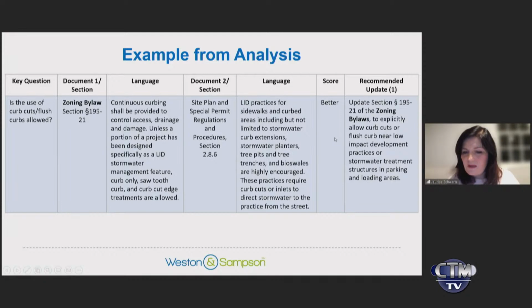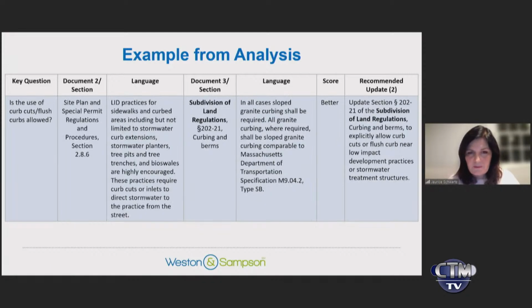Then we added one slide here related to this item that you don't have in your packets. It talks about the language included in the subdivision of land regulations regarding curbing and berm. Right now it's silent on the use of curb cuts or flush curbs related to green infrastructure, so we thought we could add some explicit language in that section as well. It's an overall example of how we went through the analysis.